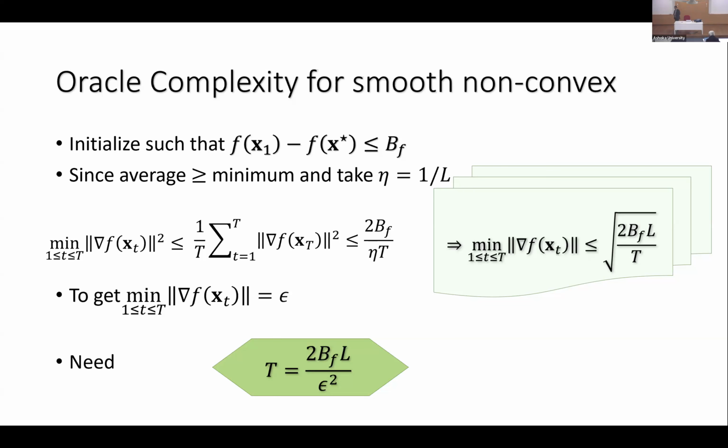Also, it tells us other things about the algorithm. For example, the iteration count will be larger if you start from somewhere very far. If b_f is larger, then it will be larger. If L is large, L being large means the upper and lower bounds are very loose, then obviously this bound is also very loose. And then it decreases as 1 by epsilon square, similar to what we were getting here, but worse than this. So this is the oracle complexity of gradient descent.